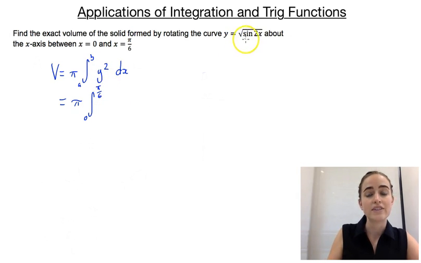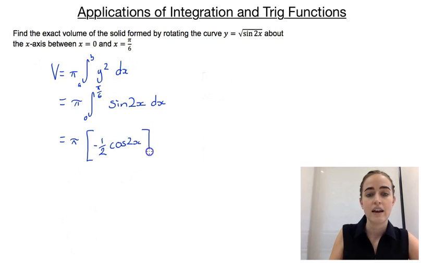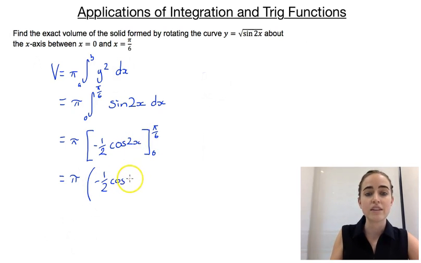Our y is this whole square root of sine 2x. So that means that y squared is just going to be sine 2x, and that's with respect to x. Now when we integrate, our pi is going to stay out the front. Sine integrates to minus cos, so we're going to have minus a half cos 2x, and that's between pi on 6 and 0. Then we can substitute in, so we'll have pi outside of minus a half cos. Now 2 times pi on 6 will give us pi on 3. And then we'll have minus minus, so I'm going to change that to a plus, a half cos of 0.